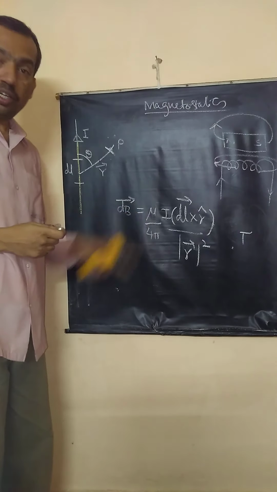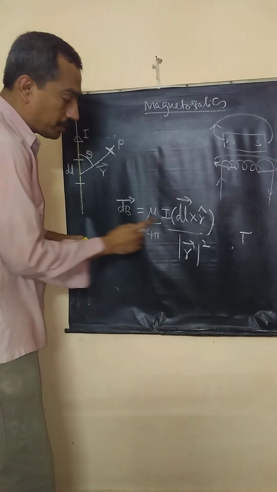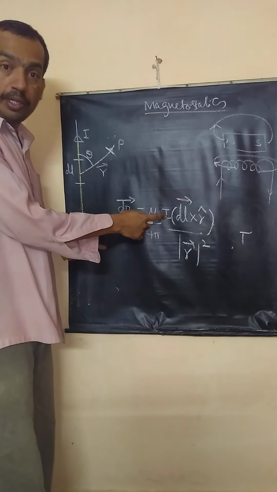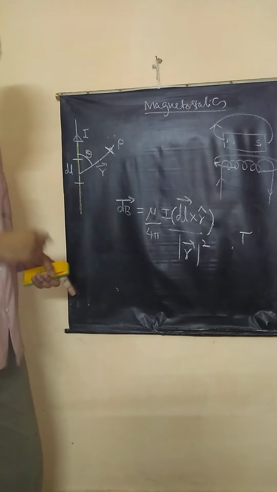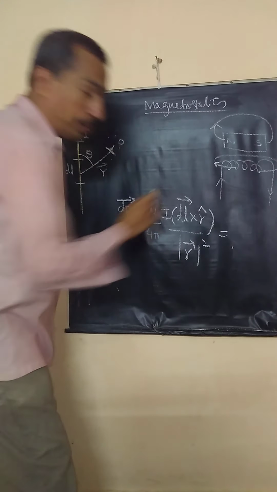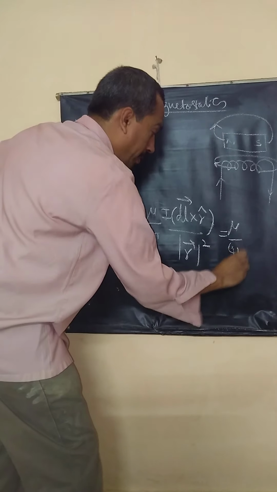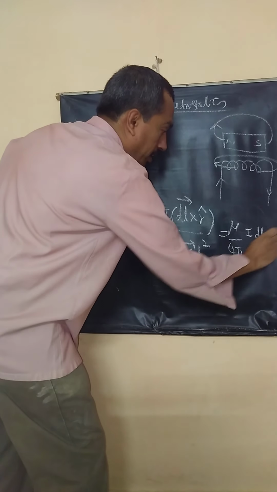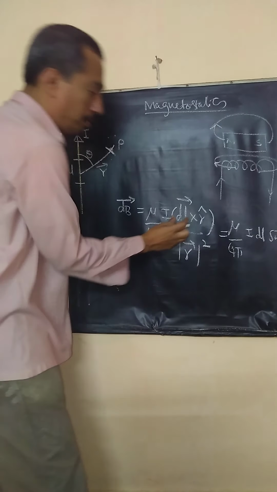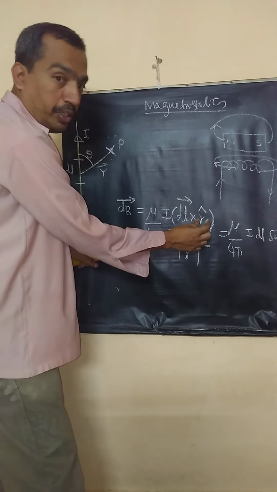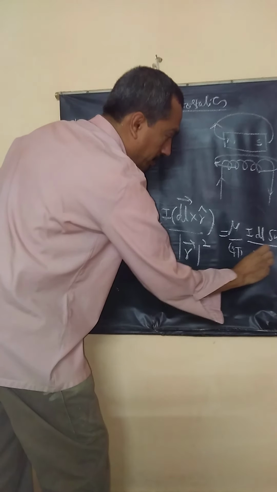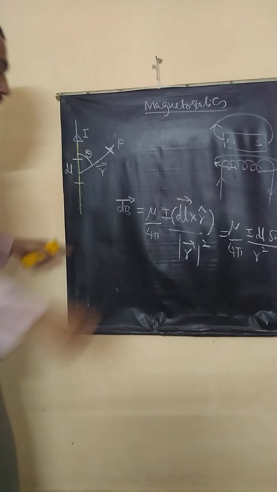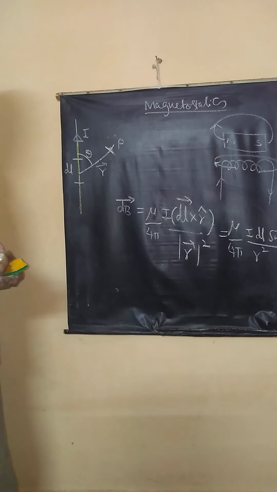Now, what do we understand from this? See here, magnetic field is directly proportional to the magnitude of current and the length of the current element, and inversely proportional to the square of the distance. Suppose you remove the cross product, you can write mu by 4 pi, I dl sin theta by r square, since the magnitude of the unit vector is 1. Correct? So what is the statement of Biot-Savart's law?